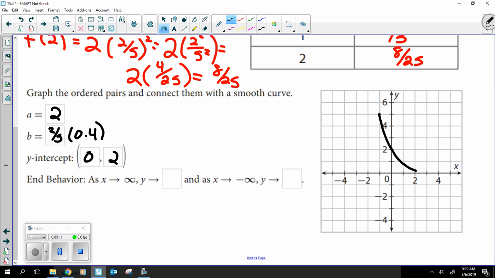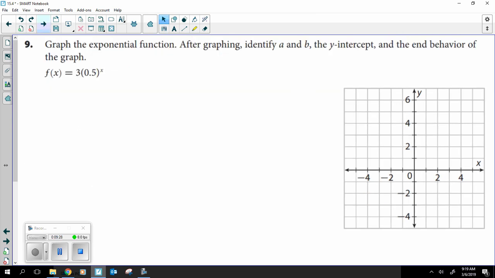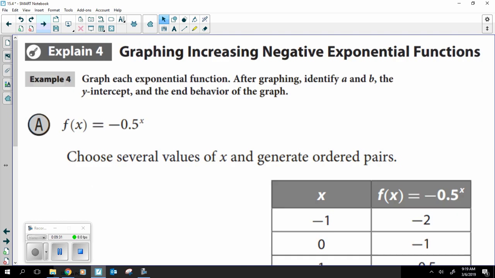Our end behavior as x approaches infinity, y gets closer and closer to 0. You can see that right there. And as x goes to negative infinity, y goes off into outer space, which is another name for infinity. So that's how that's going to work. You've got one to do here, and then our last one, which is graphing increasing negative exponential functions.